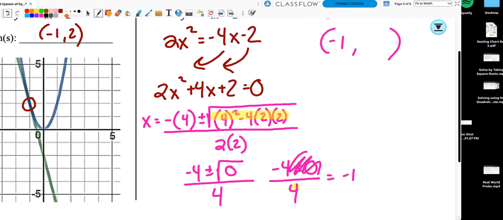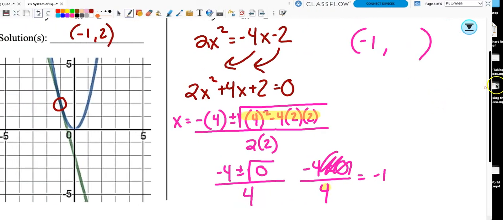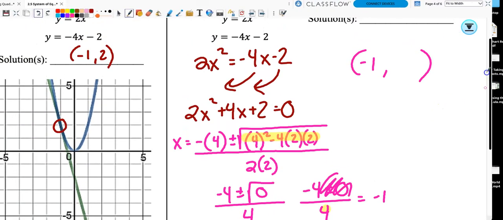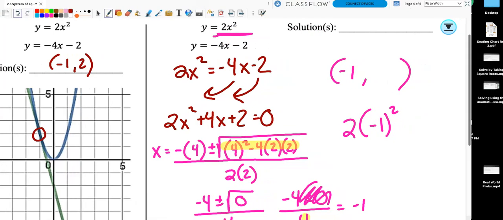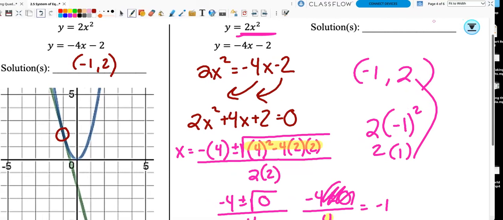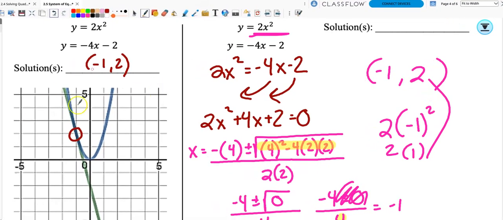Again, to figure out your y value, plug it into any equation you think is easier. So maybe we think this one's easier because it's shorter. So I would have 2 times negative 1 squared. Negative 1 squared is negative 1 times negative 1, which is a positive 1. 2 times 1 is 2. And so my answer is going to be negative 1, comma, 2. Which again is what we found from our graph.